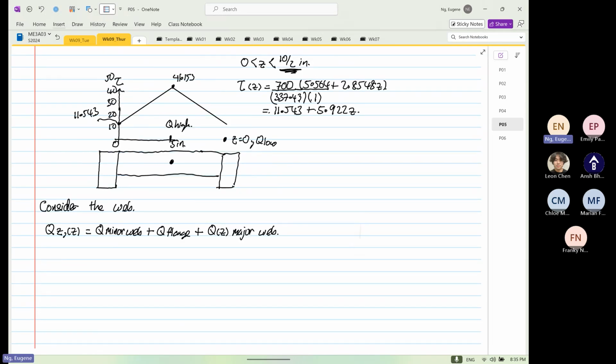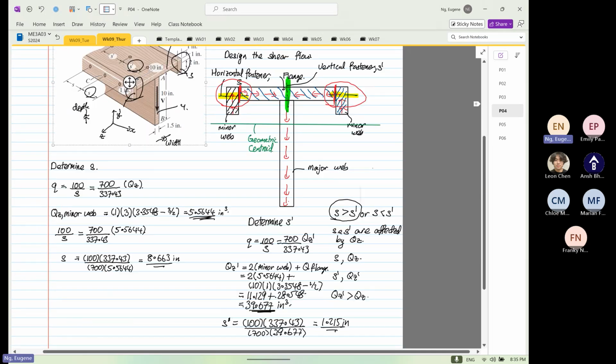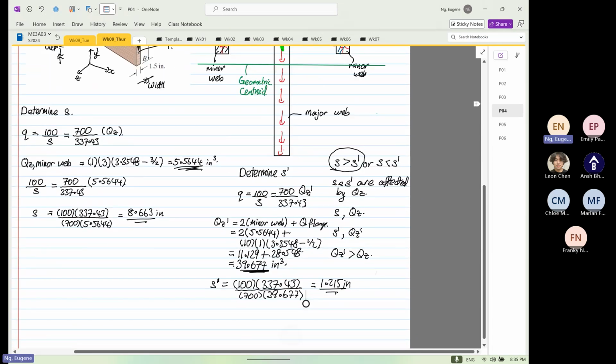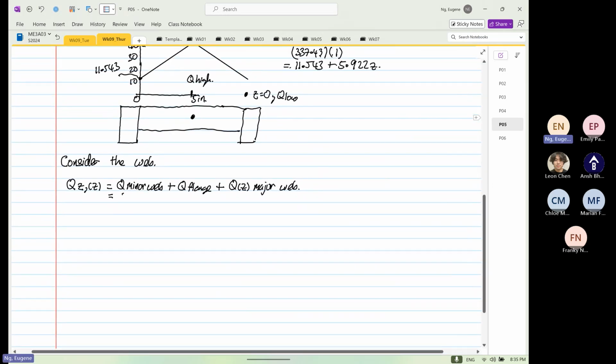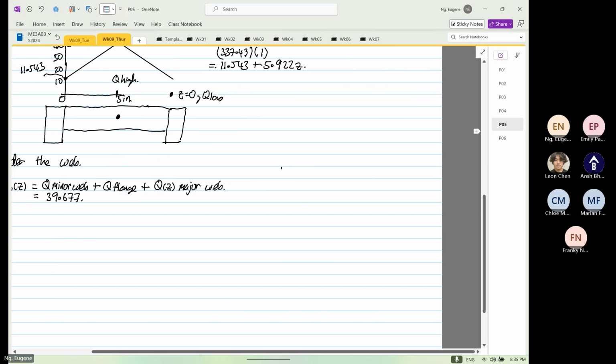So Q web and Q flange, we have calculated that before, and it is equal to 39.677. Let me check again. 39.677. So what we are considering now, right? So this part and this part are constant. This is also constant. Now we are considering the what? The web.